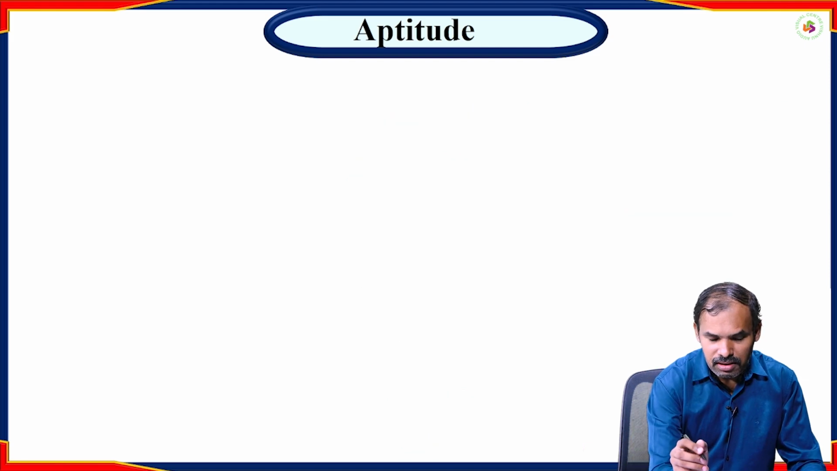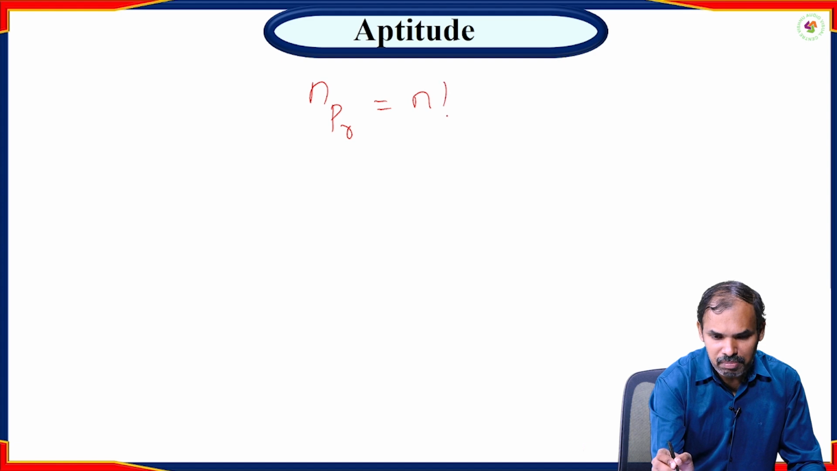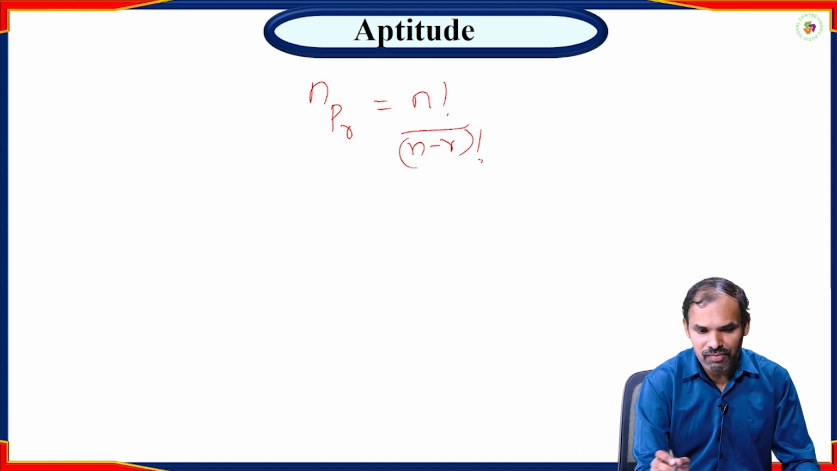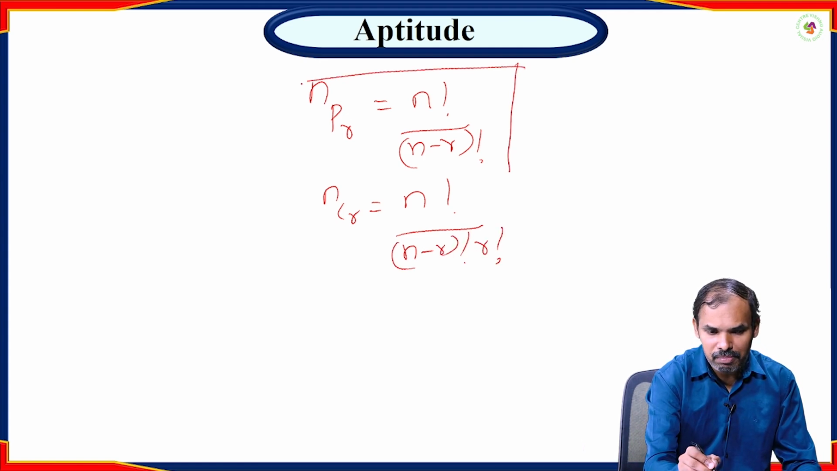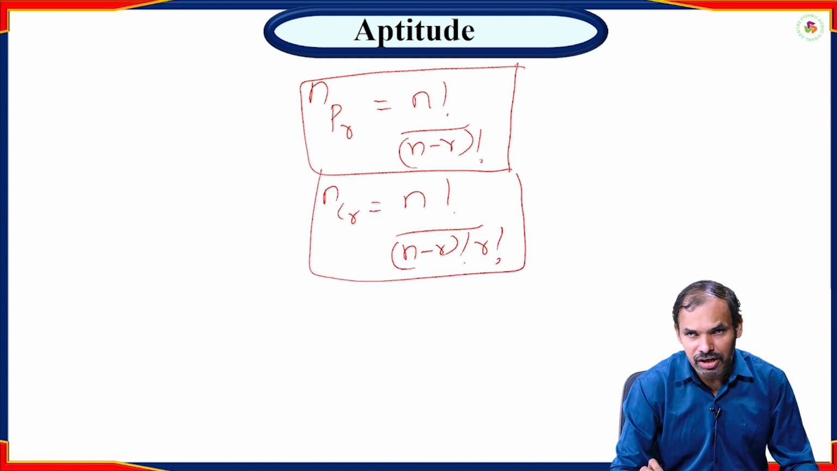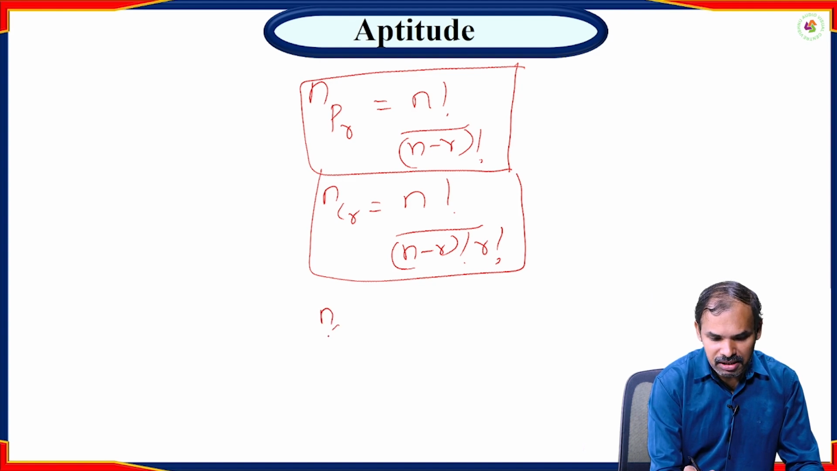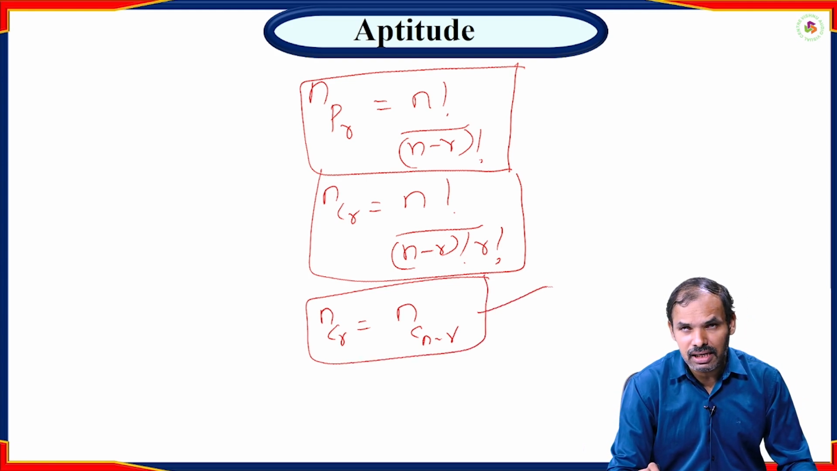Now, the nPr formula: nPr equals n factorial by (n minus r) factorial. The nCr formula: nCr equals n factorial by (n minus r) factorial into r factorial. nCr can be written as nC(n minus r). This is an important formula.